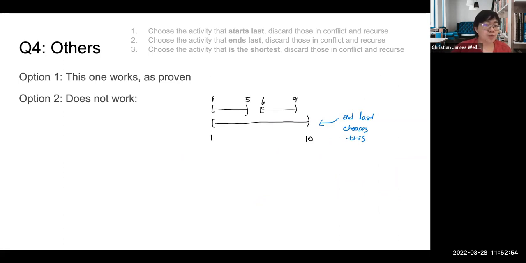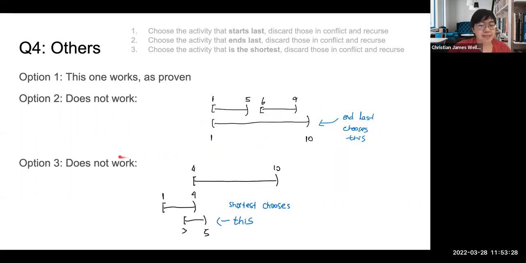Option 2 does not work. Option 2 is the one that ends last, simply because if it ends last, we don't have a guarantee on when it starts. For example, it chooses the one that ends last, chooses this guy, and then calls it a day. It ignores everything else that conflicts. But we know the optimal solution quantity-wise is these two, so it does not work. This is a simple counterexample.